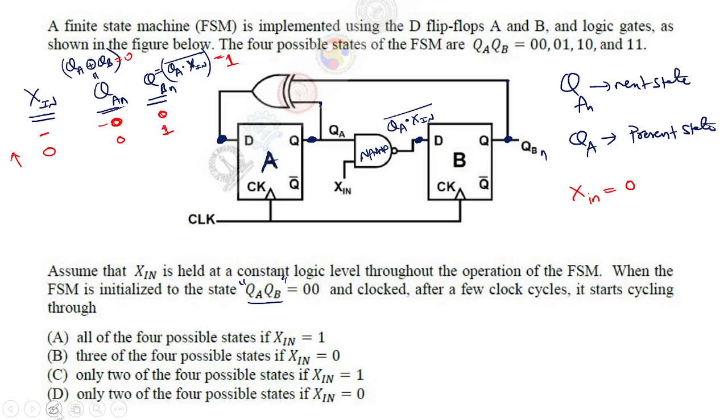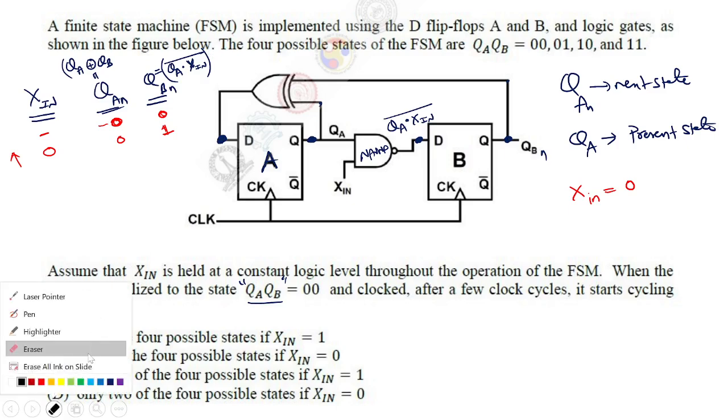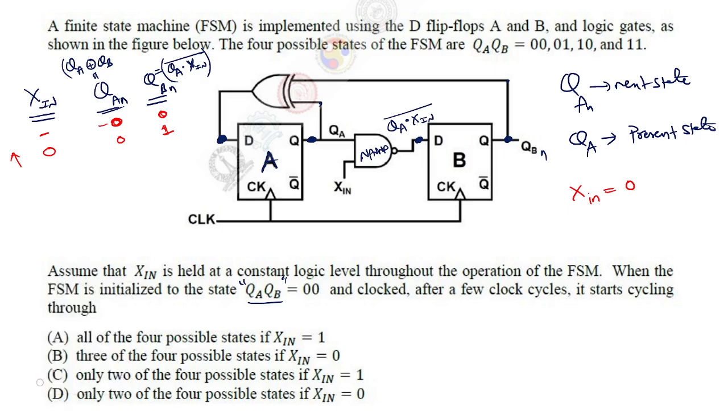All right? Now, before applying the next clock pulse, you need to calculate what these values are. Now QA is 0, QB is 1. So this is 0 XOR 1, that is 1. QA is 0 anyways, Xin is 0, Xin complement is 1. So both are 1, 1 right now. So when you apply the clock pulse, both will be 1, 1.